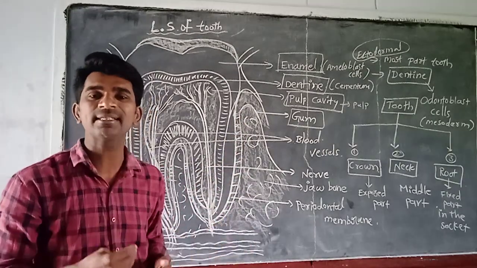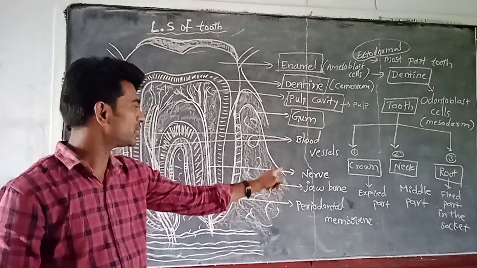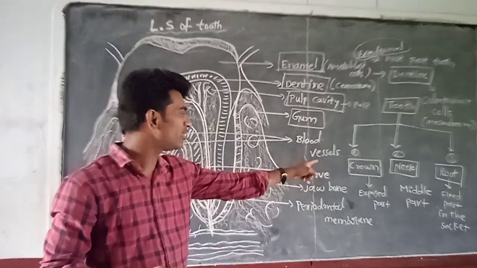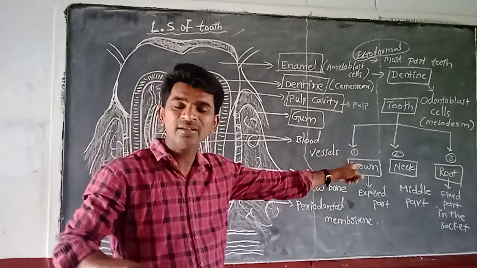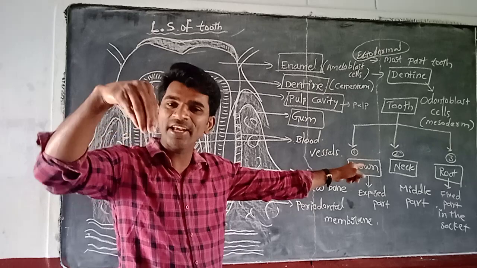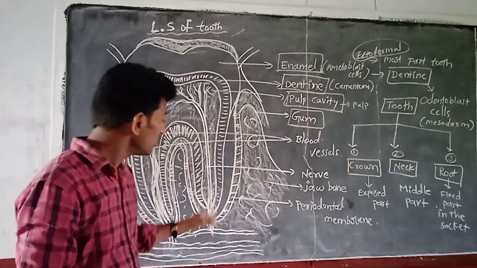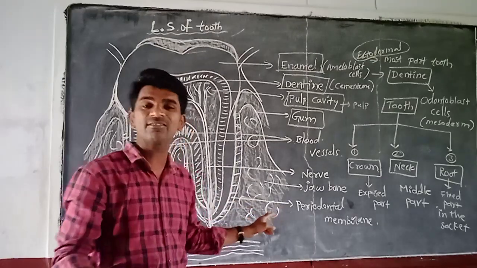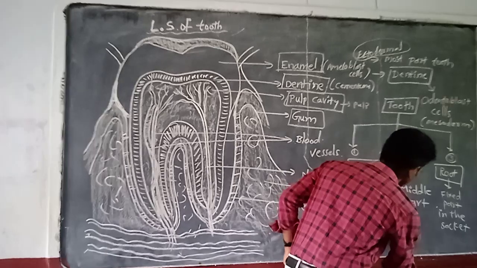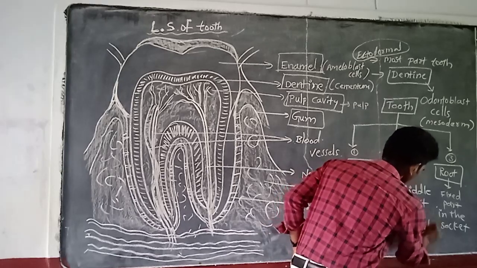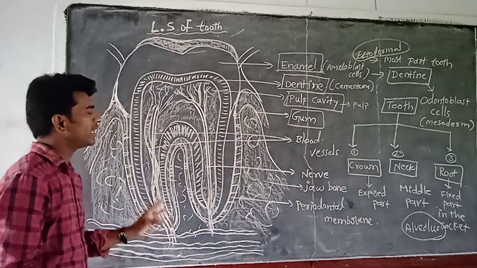Okay, what we have discussed till now. The tooth is divided into three parts. The exposed part is called the crown. The middle part, which is covered by gum, is called the neck. The third part, which is fixed in the sockets of the jaw, is called the root. That socket is otherwise called the alveolus.